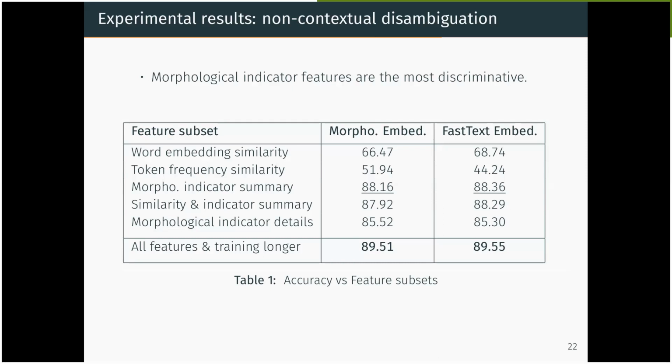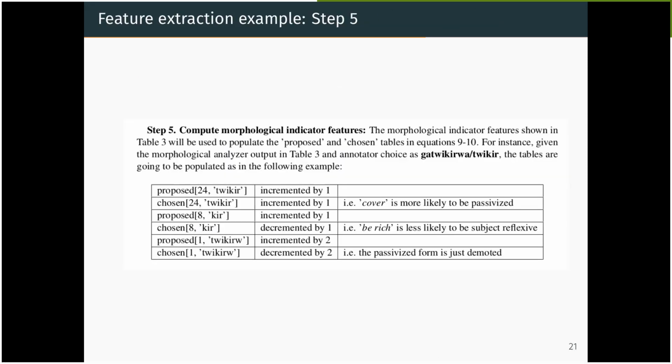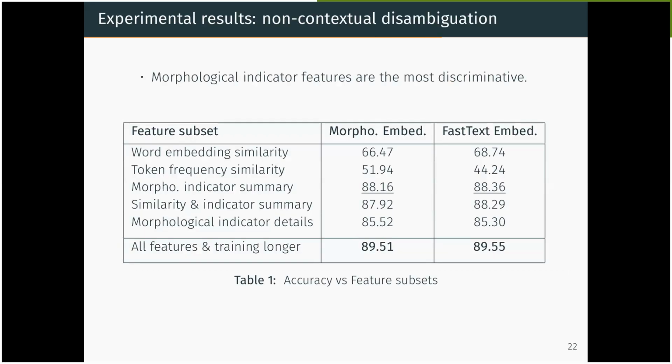For the people interested, there are two papers that talk about these two subjects. One is disambiguation without a context, and the other one is disambiguation with context. The main finding of this non-contextual disambiguation is that if you get the indicator features for the segmentations and take summary statistics of them, you get very high accuracy. People interested more in the subject can look through the paper.